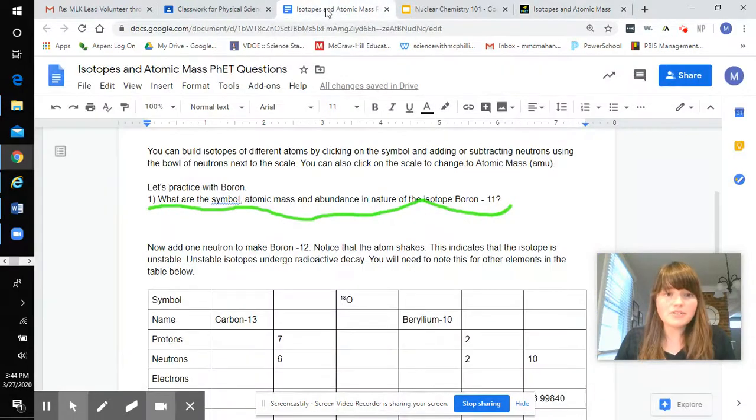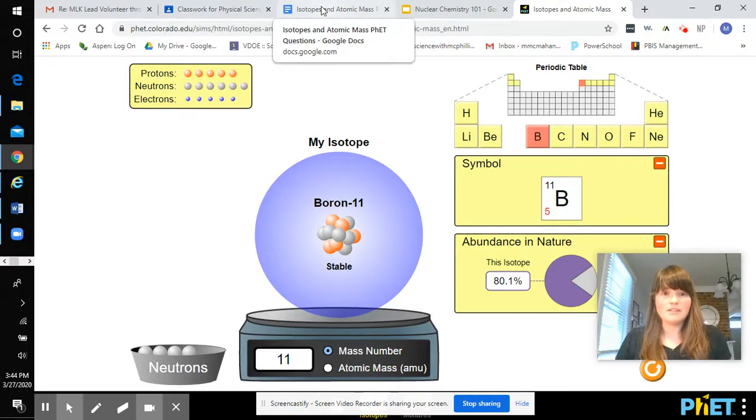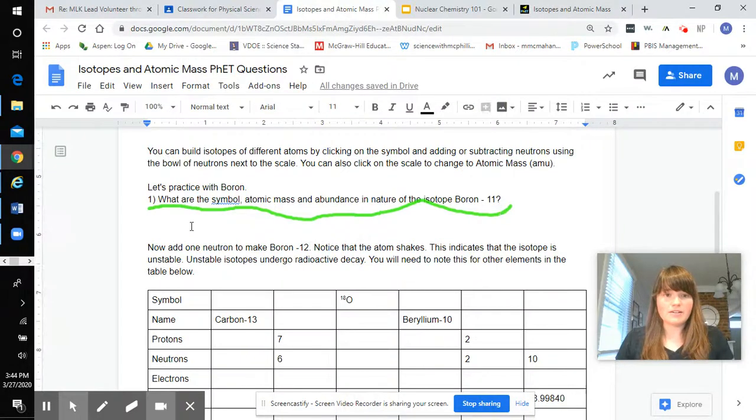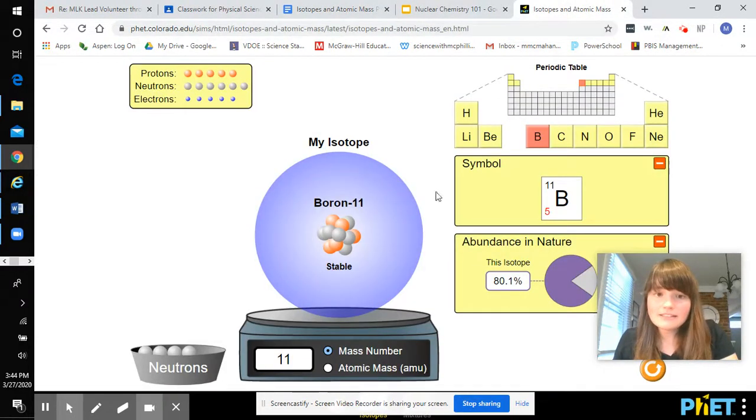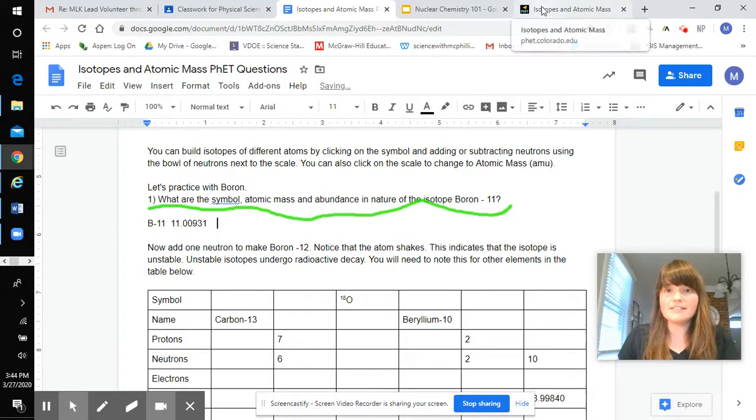And let's go back to see what our question was asking. It asked for the symbol, atomic mass, and abundance. So in this case, you can see the symbol is right here. It's B with an 11 up at the top. 5 represents the atomic number down at the bottom. So we can type in here, this would be B, and you can type it in as 11. So just B11. The atomic mass is, here it is. We can click atomic mass or mass number, but it asks us for atomic mass. So we'll record 11.00931.